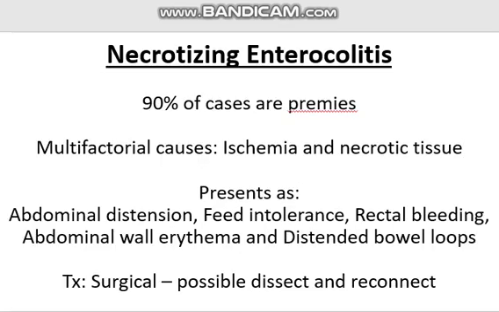Necrotizing enterocolitis. 90% of cases are premature. It has multifactorial causes that lead to ischemia and necrotic tissue. It presents as abdominal distension, feeding intolerance, rectal bleeding, abdominal wall erythema, and distended bowel loops. Treatment can be surgical, which is a possible dissect and reconnect.